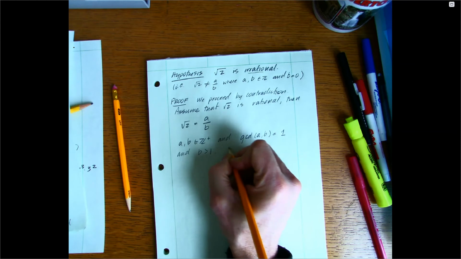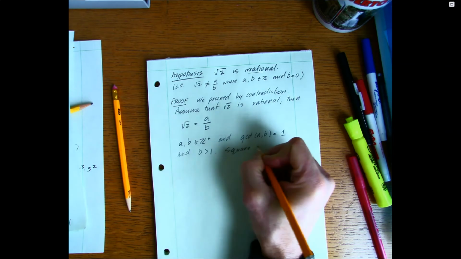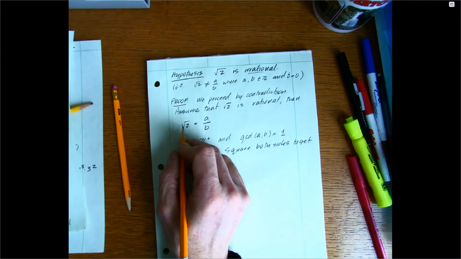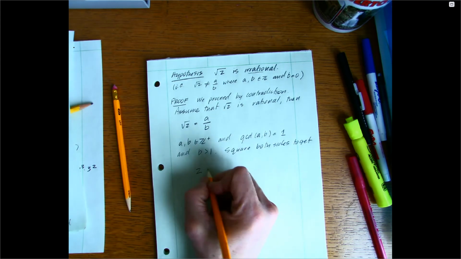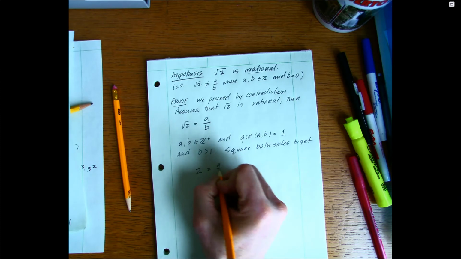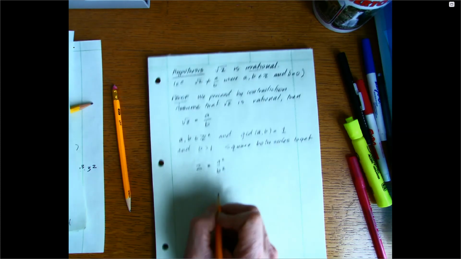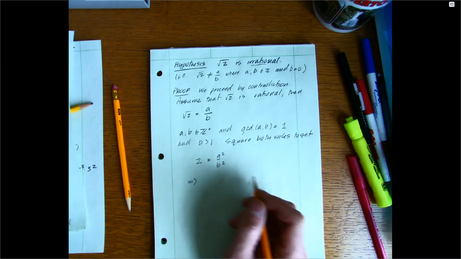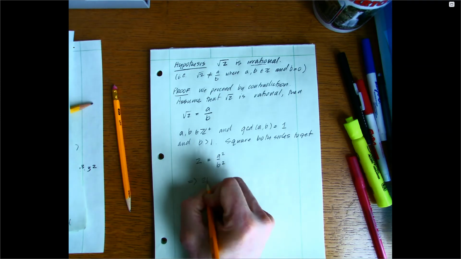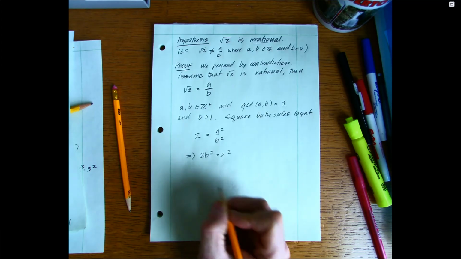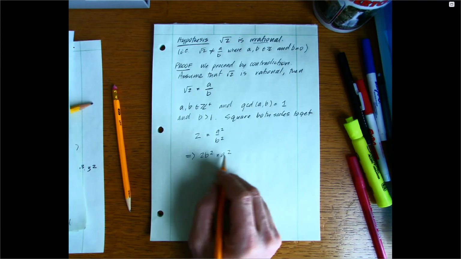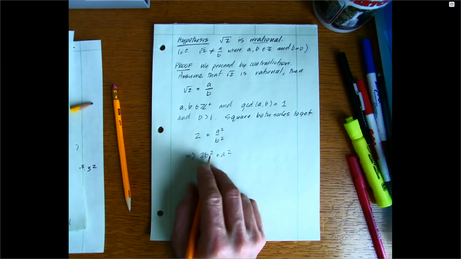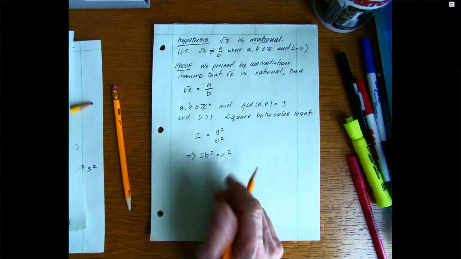So let's go ahead and square both sides. If I square root 2, of course I get 2, and if I square a over b, I get a squared over b squared. And if I solve this so that there is no more fraction bar, I can multiply both sides by b squared to get 2b squared equals a squared. So now we have 2 b's, 2 a's, and a 2.